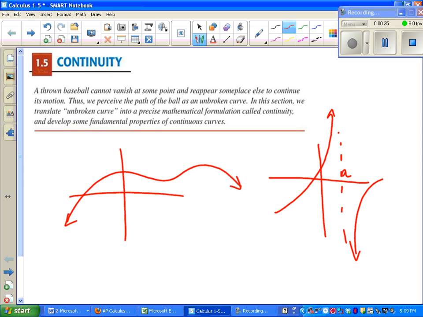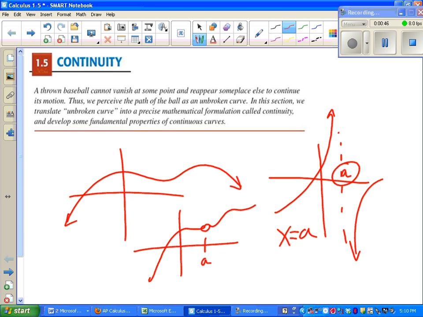then with that x value, at this value of a, we say the function is not continuous, or we say the function is discontinuous at x equals a. We can also have another kind of discontinuity. If we have a hole in a graph, we would still say x is discontinuous at x equals a.